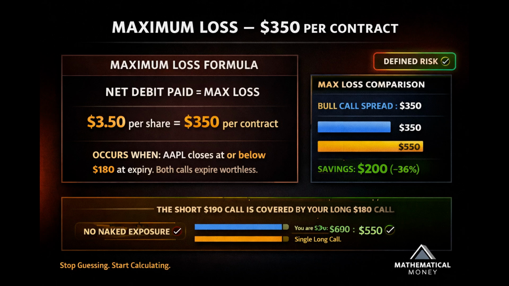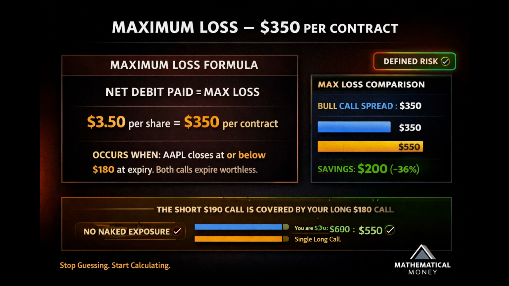Maximum loss is the net debit paid, $3.50 or $350 per contract. You reach maximum loss when Apple closes at or below the 180 strike at expiry. Both calls expire worthless. You paid $3.50 and received nothing in return. That is the entire risk of the trade. There is no scenario where you can lose more than the debit. The short 190 call is fully covered by your long 180 call. You are never naked on the short leg.